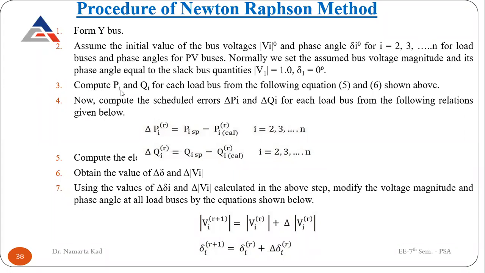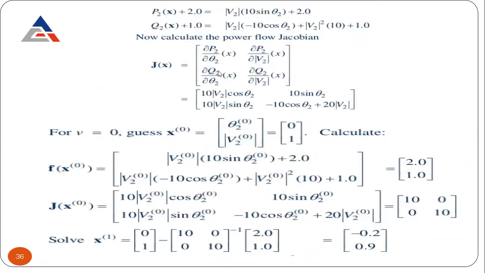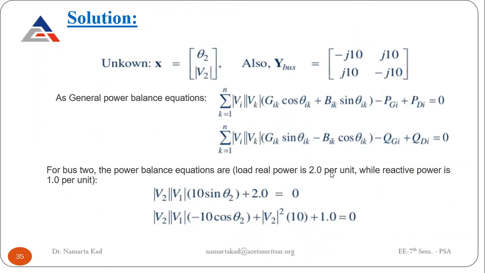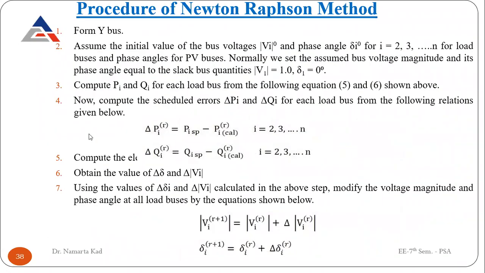Number 3, compute P_i and Q_i for each load bus as we have done here. Firstly, we calculate the net load power and the net reactive power. After doing the Y bus calculation, the next step is to compute the real and reactive powers from the given data on the system. Then number 4, compute the scheduled errors delta P_i and delta Q_i, if any. It's not that there are always errors, but if there are errors, just compute them. And these are the values.